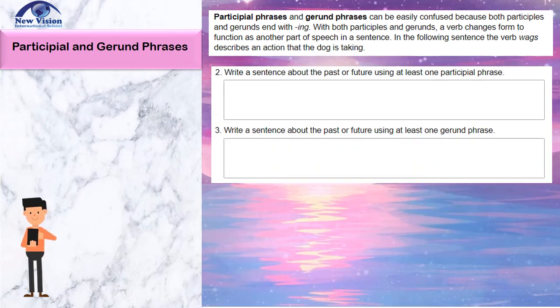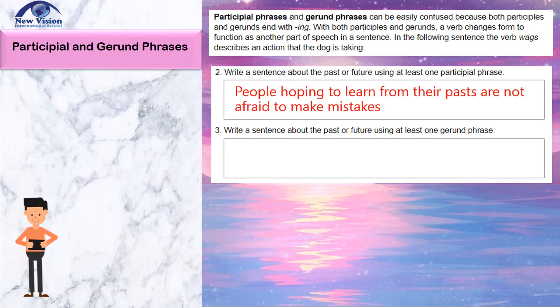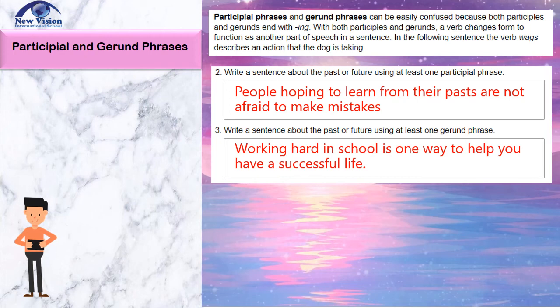2. Write a sentence about the past or future using at least one participial phrase. And 3. Write a sentence about the past or future using at least one gerund phrase. Here are some possible answers. People hoping to learn from their pasts are not afraid to make mistakes. Working hard in school is one way to help build a successful life.